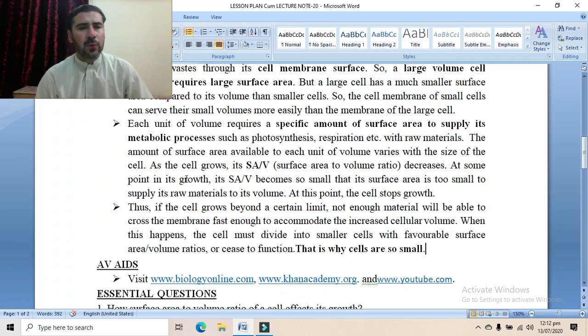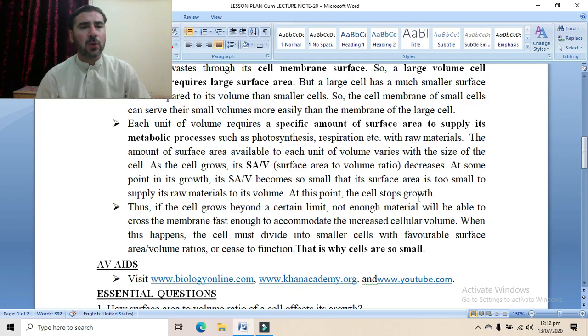Now, when the cell size grows, the volume becomes more and the surface area becomes less. The internal content becomes more, but the surface is comparatively less to fulfill the needs of the internal large volume. As the cell grows, its surface area to volume ratio decreases. At some point in its growth, its surface area to volume ratio becomes so small that its surface area is too small to supply raw material to its volume. At this point, the cell stops growth.